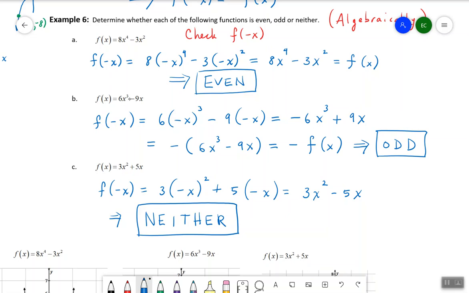In part B, we have the third power and the first power, and so those are both odd powers, and so we have odd symmetry. In part C, we have the second power and we have the first power. That's an even and an odd, and so they conflict with each other, if you will, and so we have neither type of symmetry. So this is a nice shortcut just when we're dealing with polynomial functions.